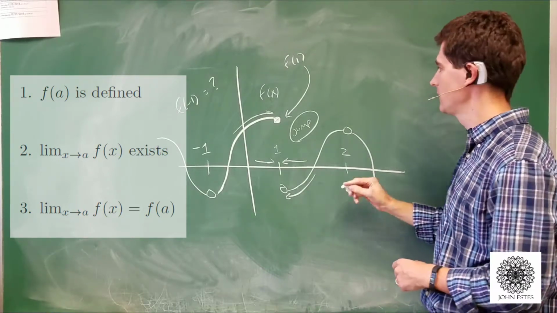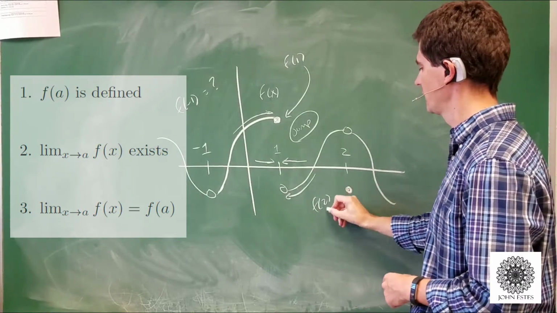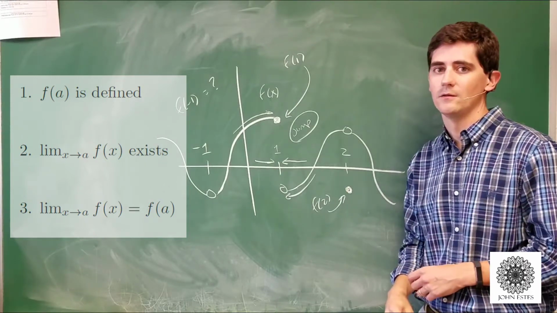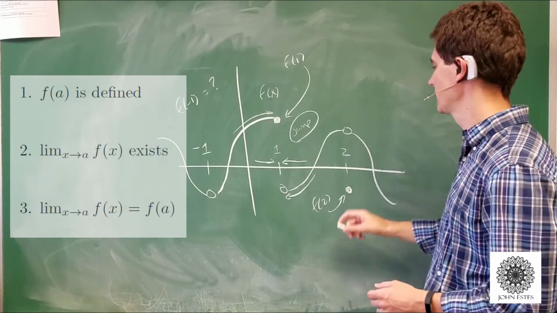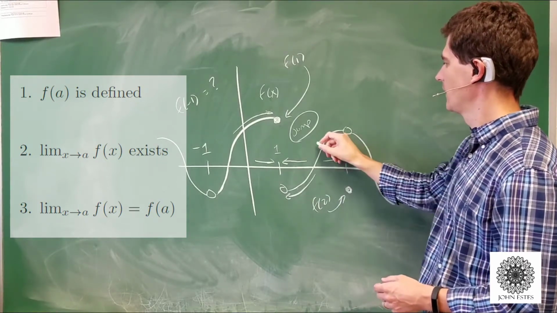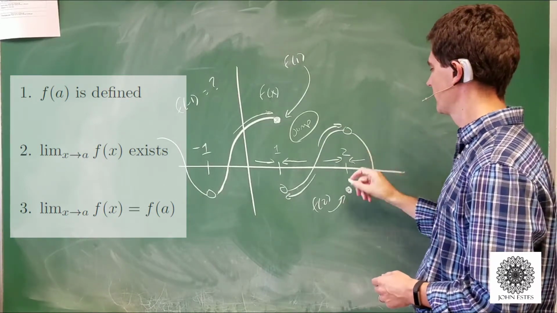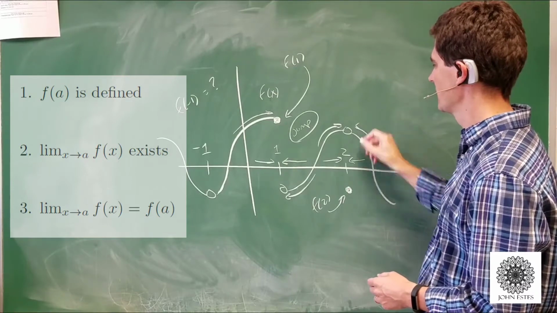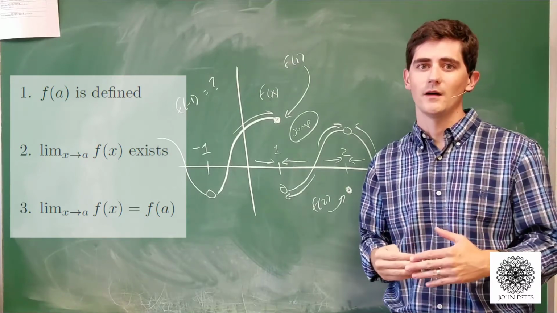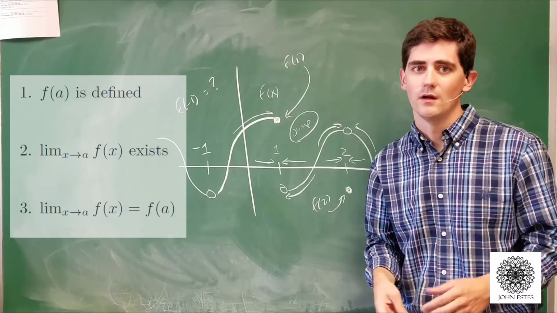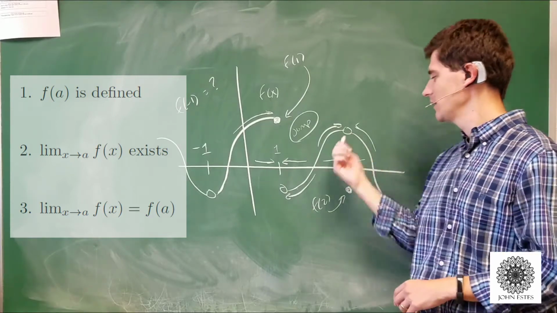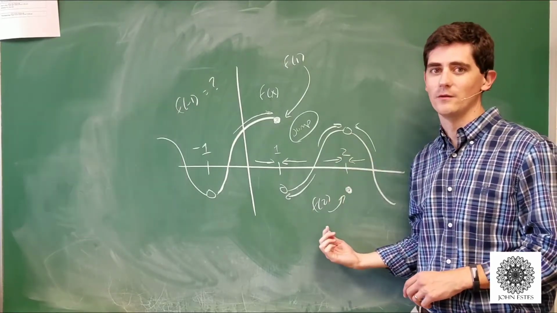Okay, lastly, here the function value does exist at 2. If I plug in 2 into f, I get that value. Also, the limit exists, because as I come from that direction, I go up here, and as I come from the right, I'm up here, and so they approach the same value. However, the third rule is broken now, because the limit does not equal the function value.